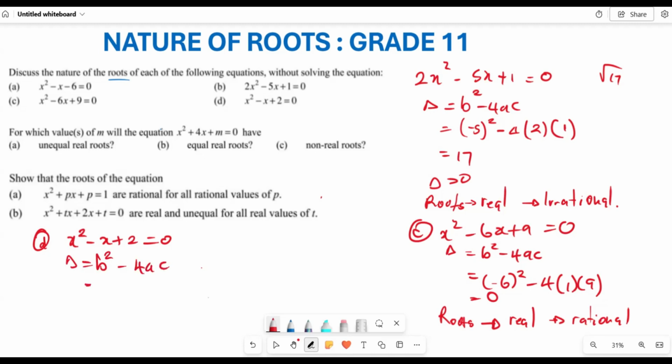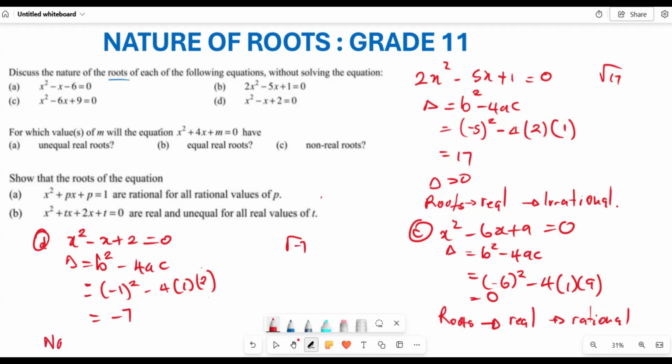Now, what is the value of your b here? Can you see that your value of b is -1 squared, subtract 4, the value of your a is 1, and the value of your c is what? It's 2. And what is the answer that you're going to get for your delta here for the last one? It is -7, right? Once again, if I can say now, find out what is the square root of -7.